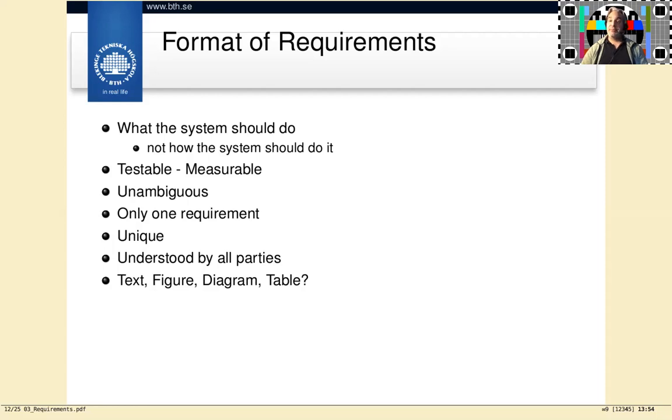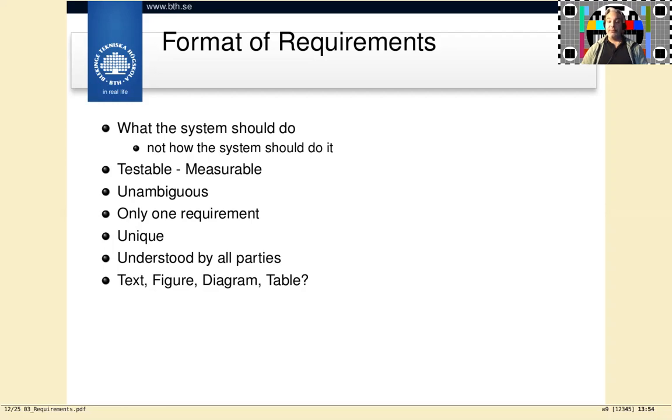How do you ensure that? How do you ensure that the customer actually understands the requirement in the same way that you do? And there's no good answer to that. You'll have to just make sure that you discuss the requirements, you develop them together, and that through that process, you at least have most requirements understood in mostly the same way.